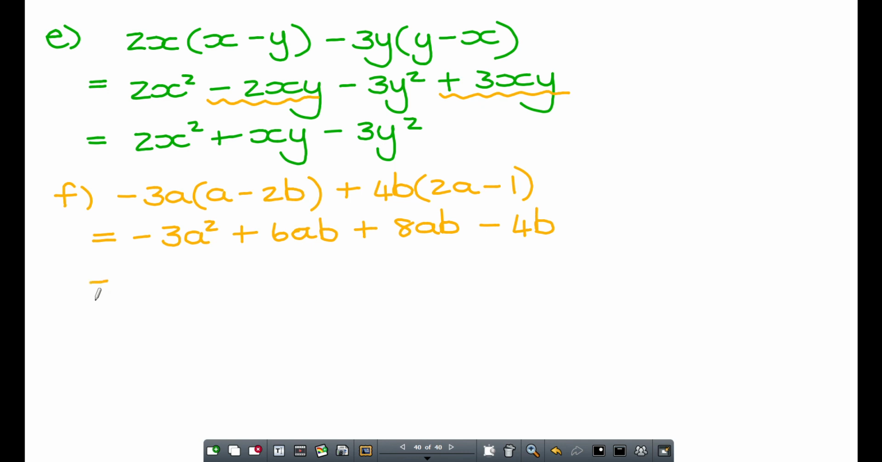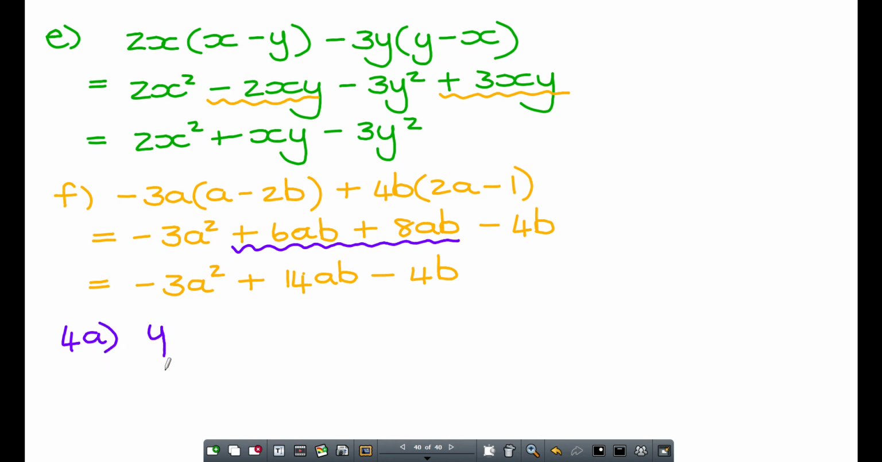Okay, now we've got to go look for like terms. You will see that there are no other terms that has got a squared as an unknown. But these middle two, they both have ab as an unknown. So positive 6ab plus 8ab will give me 14ab. And then that last one has just got b as an unknown, and there weren't any like terms, so it stays like that. Any questions?